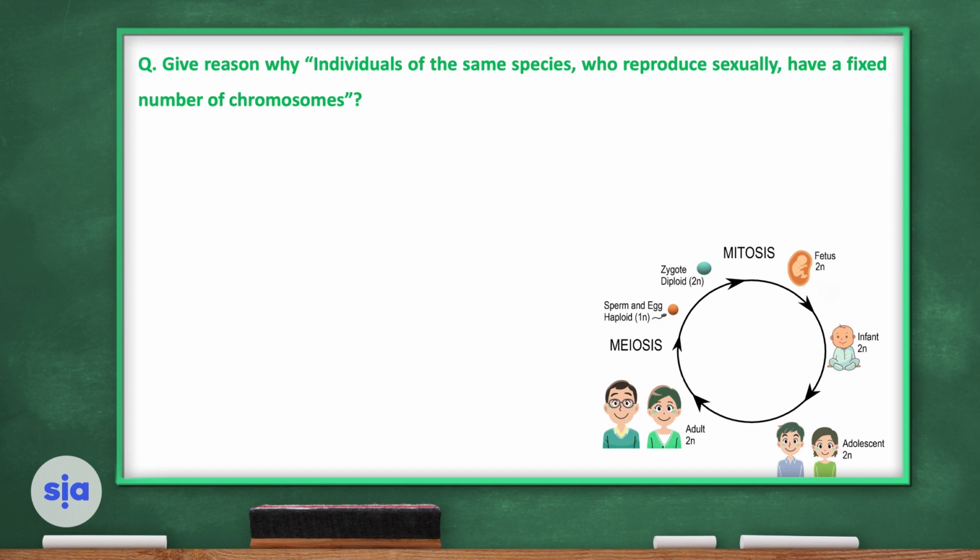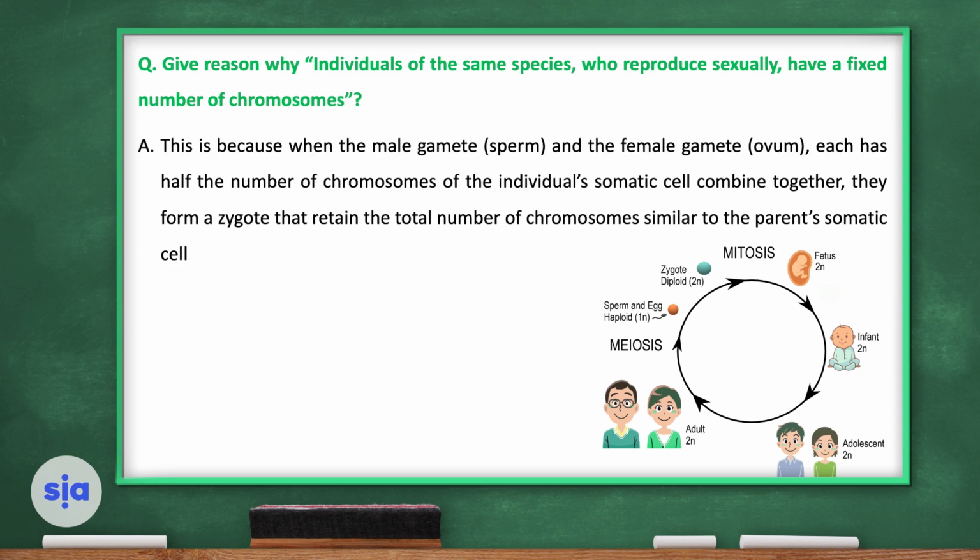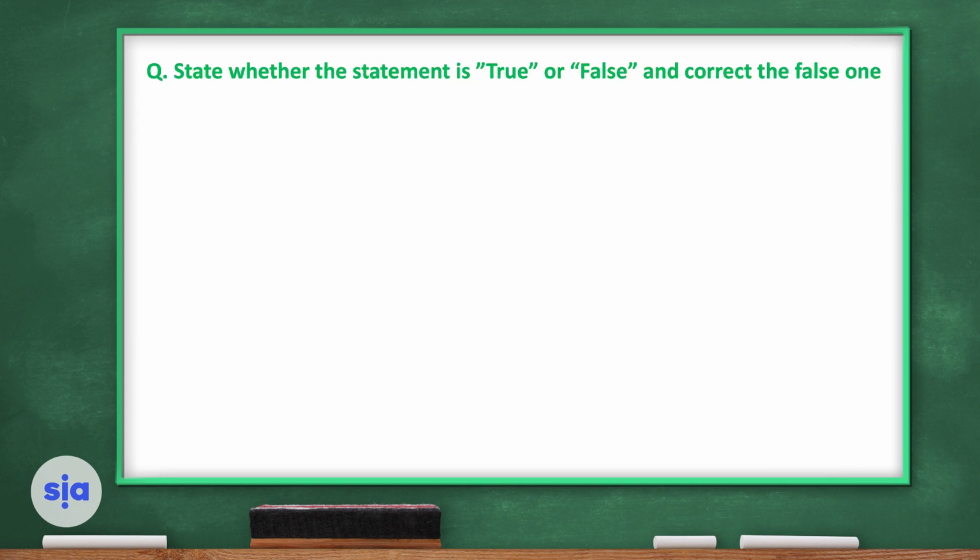This question is for you. Give reason why individuals of the same species who reproduce sexually have a fixed number of chromosomes. That is because in the fertilization step, the male gamete, or the sperm, will combine with the female gamete. So 23 chromosomes from the sperm plus 23 chromosomes from the ovum, or the egg, forming the zygote, which will be diploid, having the same number of chromosomes as the parents.